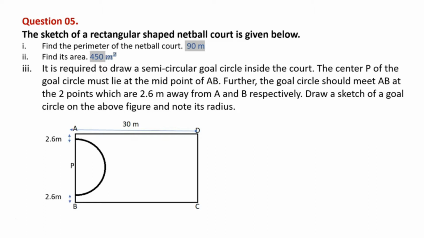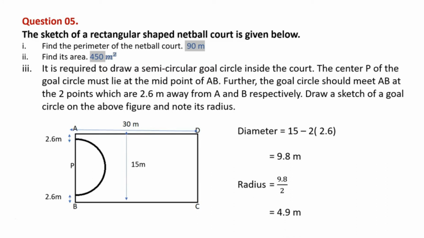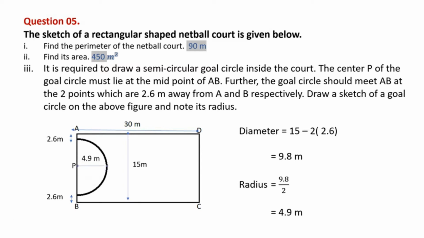Fine. Now the diameter of this circle must be found, but we know the total distance from A to B is 15 meters, and from that if we subtract 2 times the 2.6, then we get the answer as 9.8 meters. This 9.8 meters is the diameter of the circle, but we need to find the radius, so let's divide it by 2 and get the radius, and that is 4.9 meters, and mark it on the diagram like this.